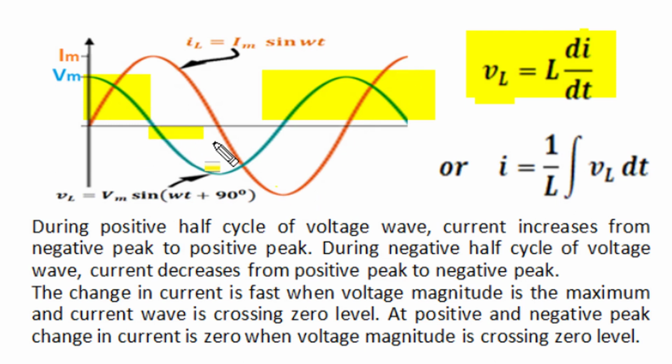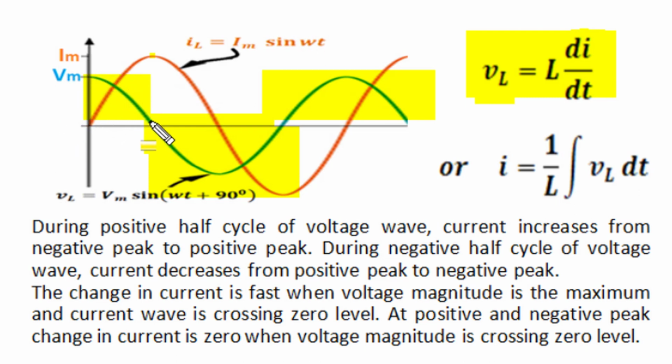Similarly, for all instantaneous values of negative voltage, di/dt becomes negative, and the current continuously decreases from the positive peak to the negative peak during the negative half cycle of voltage across the inductor. And when voltage has a higher instantaneous magnitude, when current is crossing 0, voltage has peak positive magnitude, di/dt is more, so current is changing at a faster, higher rate.